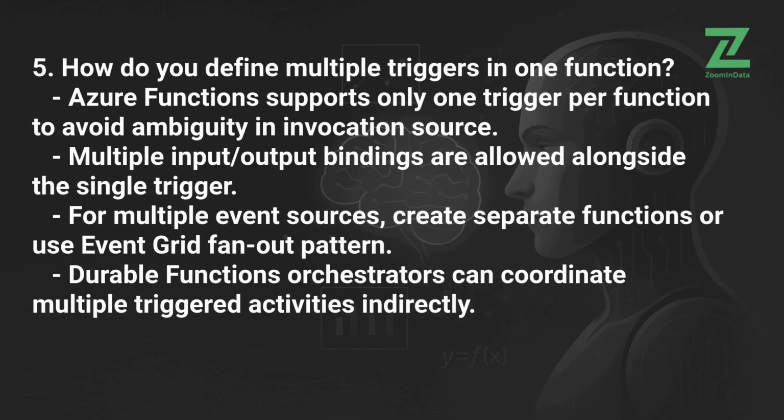5. How do you define multiple triggers in one function? Azure Functions supports only one trigger per function to avoid ambiguity in invocation source. Multiple input and output bindings are allowed alongside the single trigger. For multiple event sources, create separate functions or use the Event Grid fan-out pattern. Durable Functions orchestrators can coordinate multiple triggered activities indirectly.